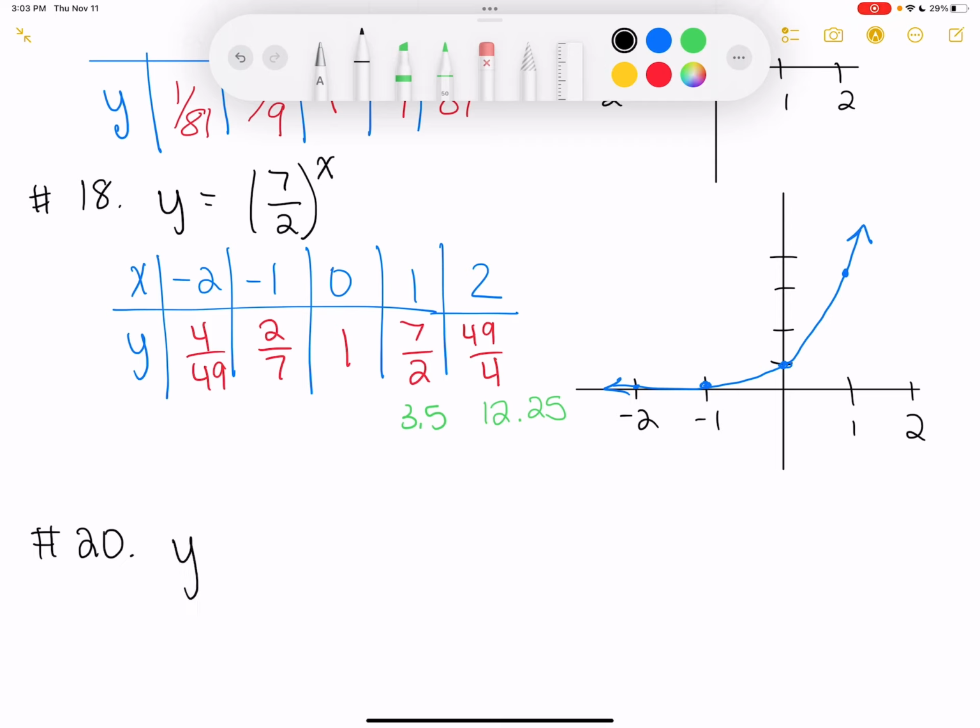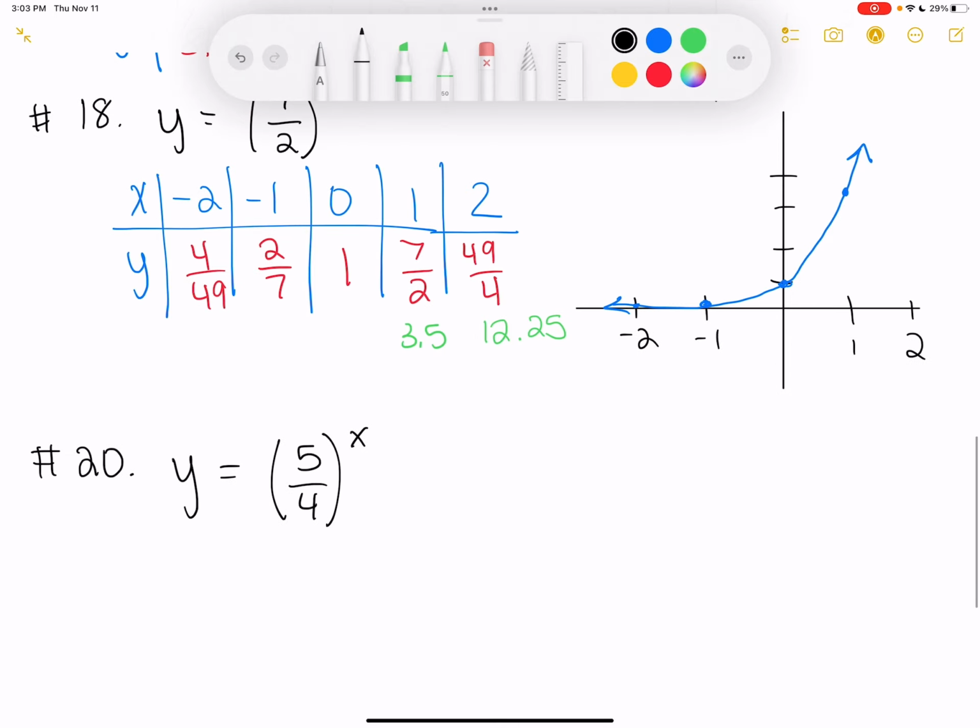All right, well, we're going to do one more and then we'll be done for today. We'll finish up this section tomorrow. So we have y is equal to 5/4 raised to the x.